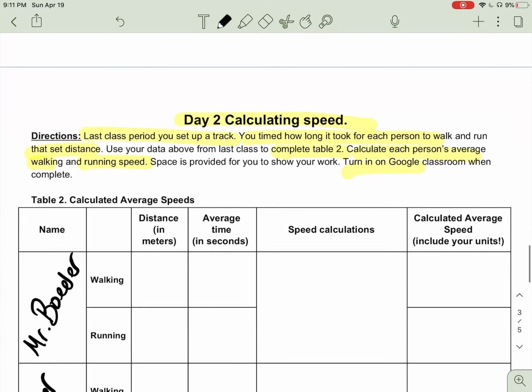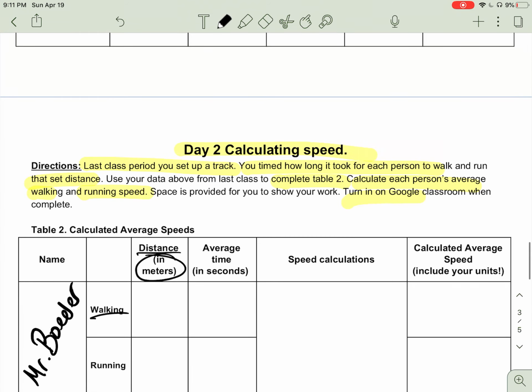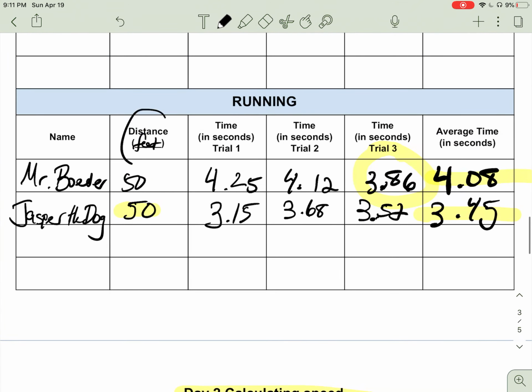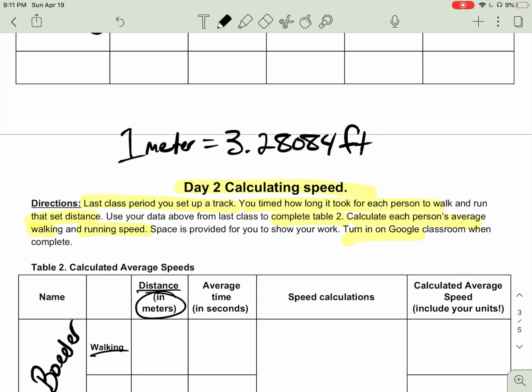It looks like you did it right. We'll start with Mr. Boder here. We'll do our walking distance. We've got to get ourselves into meters, which is going to be an issue because I had a traditional American measuring tape, like for building, and so I could only do feet. But that's an easy math problem because 1 meter is equal to exactly 3.2808 feet.